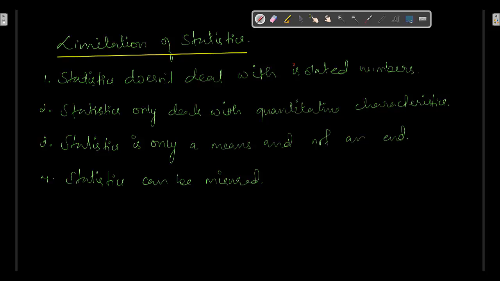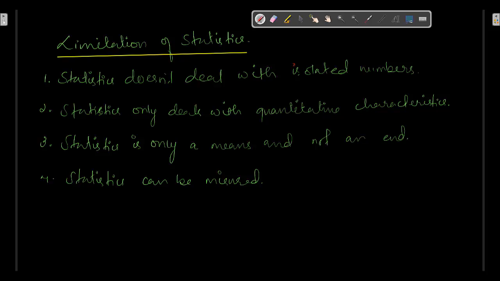So when you are making a report as per your own choice, as per your own convenience, that means you're not getting an accurate result. You're not getting accurate data. So if you're manipulating the data, it will also result in a wrong outcome; the outcome will not be correct. So that is why statistics can be misused too. Therefore, this is another very important limitation of statistics.